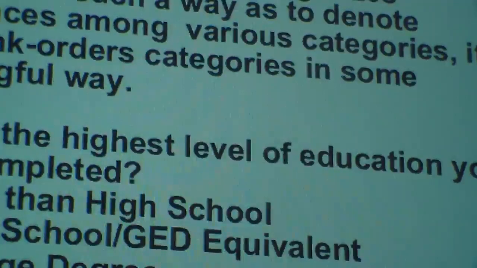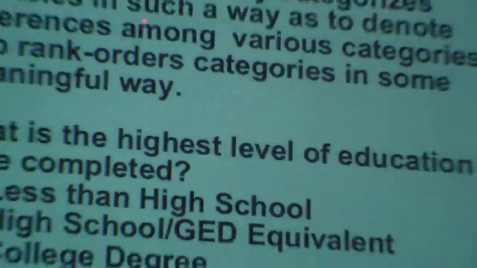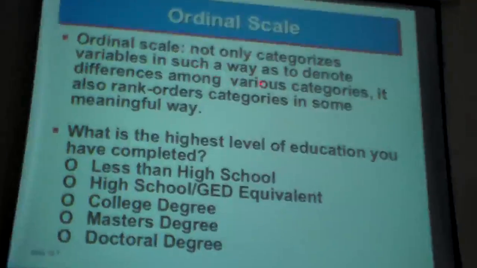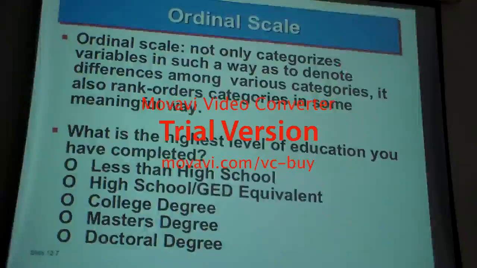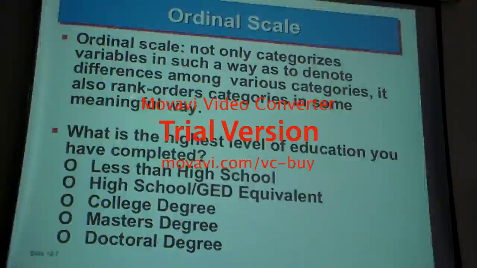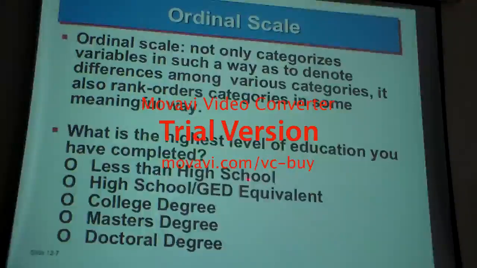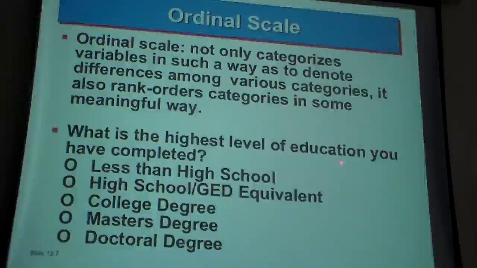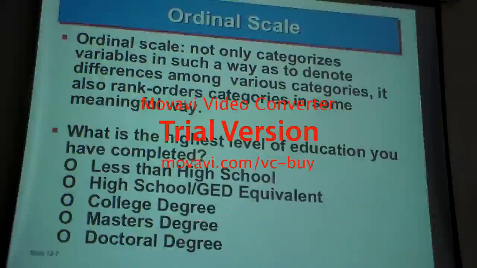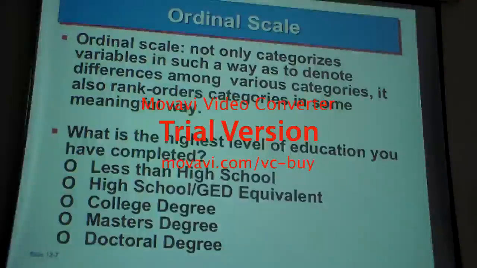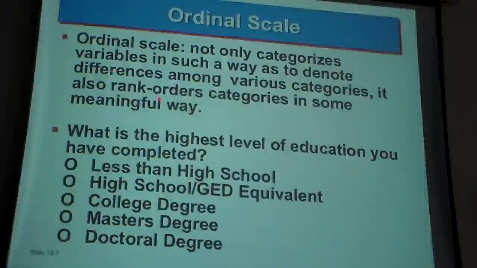The second one is the ordinal scale. Not only categorizes variables in such a way as to denote differences among various categories, it also orders categories in some meaningful way. So here we have a rank of orders. For example, what is the highest level of education you have completed? Could be less than high school, college degree, master's degree, or doctoral degree. So here also you are categorizing, but in addition, you have ranking, you have order for the values.